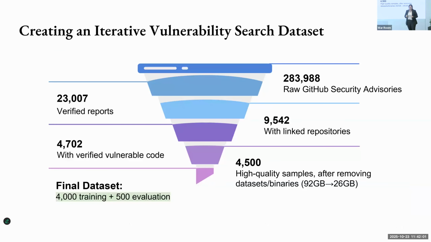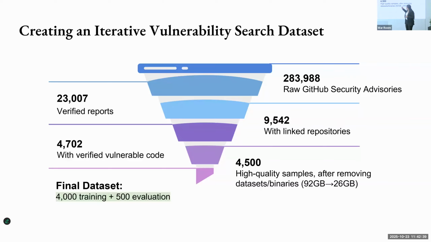Now, in order to do so, how do we create a perfect iterative vulnerable search data set, right? How do we go about doing what we planned an ideal system would do? In order to do so, we look at raw GitHub security advisories, which basically contain vulnerable code repositories. And we scraped all of this. So this had about 300,000 GitHub security databases, right? Vulnerable code databases. Now, out of this, only 23,000 were actually verified reports by the GitHub security team. And out of that, only 9,542 had linked and legitimate repositories.